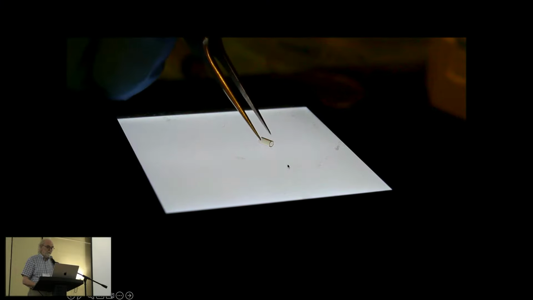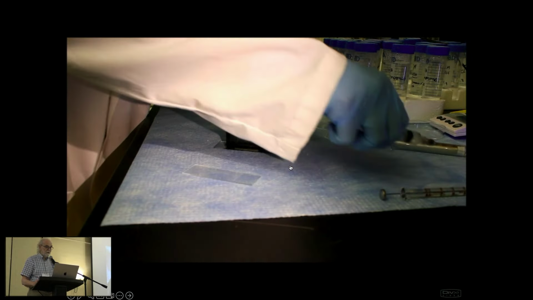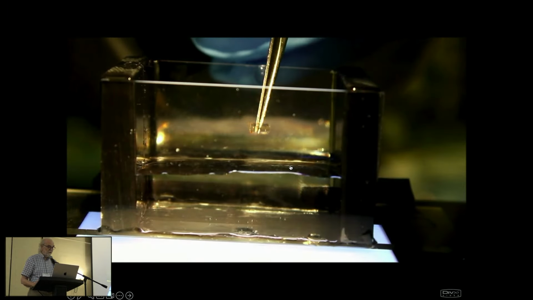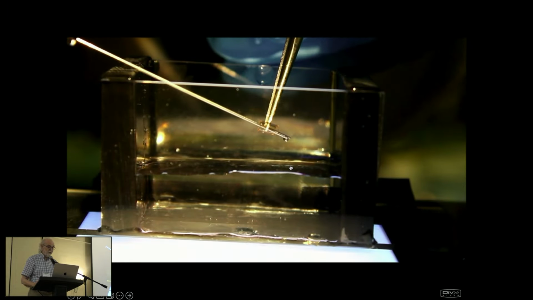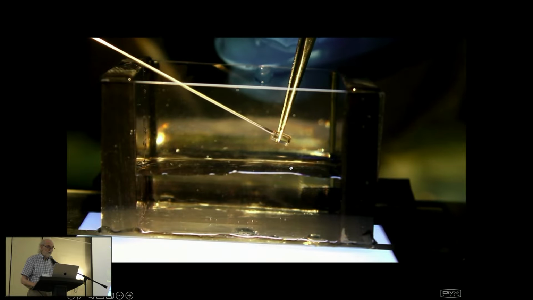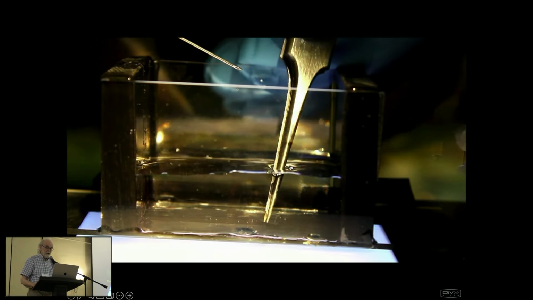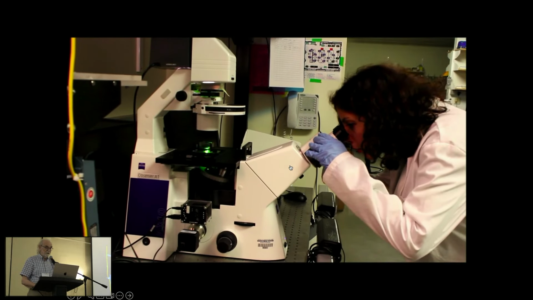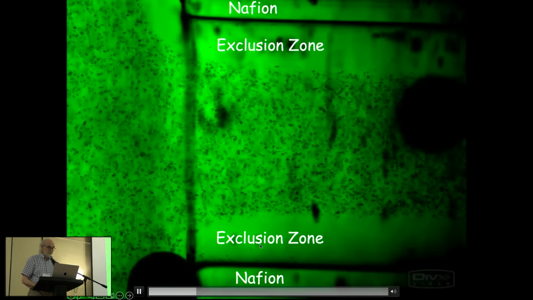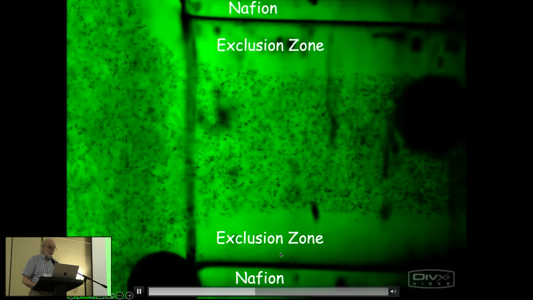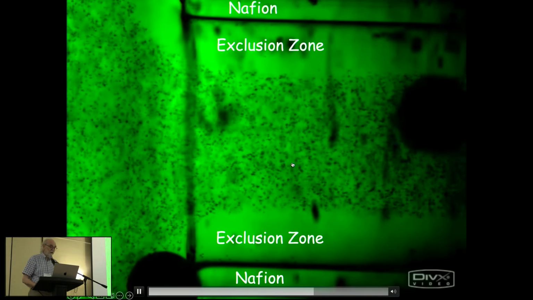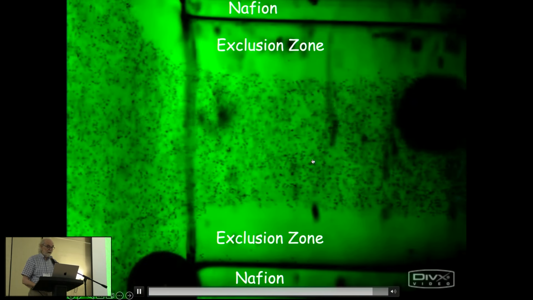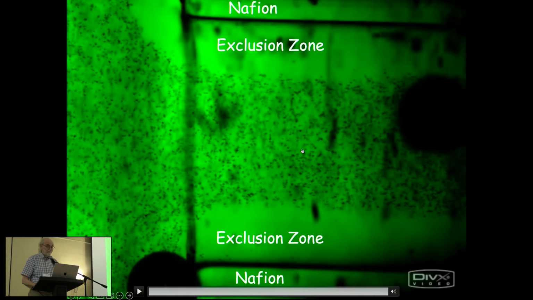And the way it works is this: you fill the inside of the tube with water, make sure there are no air bubbles, and you immerse it into water plus microspheres, like that. You take it to the microscope, and look inside, and here's what you find. So here's Nafion, exclusion zone next to it, and you could see the flow is going through. We had it going up to 1.5 days without stopping, and we know how to make it longer.